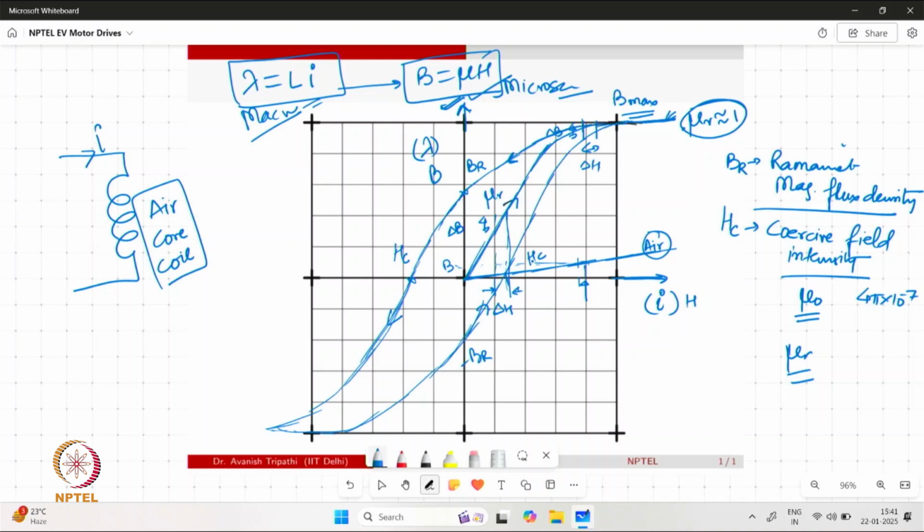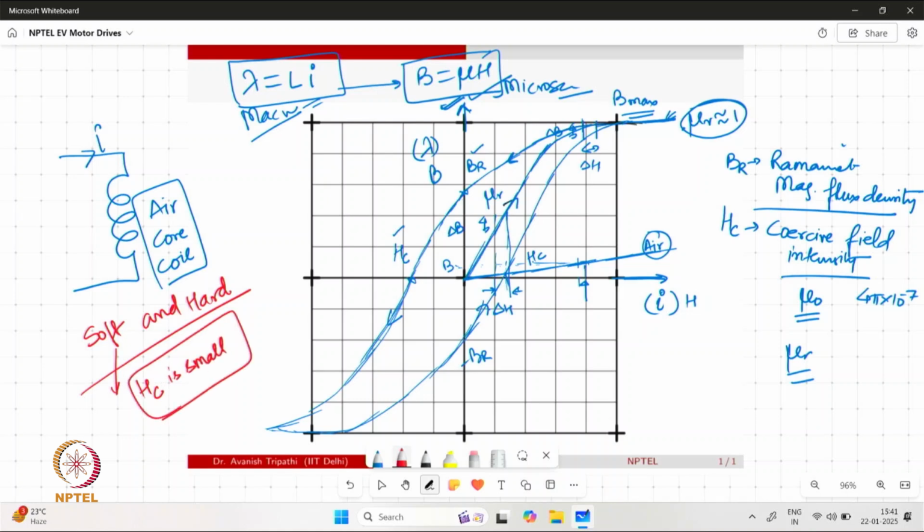Now, based on the values of Br and Hc, one classification for magnetic material we have seen in the previous module is soft and hard magnetic materials. Soft magnetic material means the value of Hc is small, so the remnant magnetic field can quickly die down, it can quickly be magnetized, and it can quickly be demagnetized.